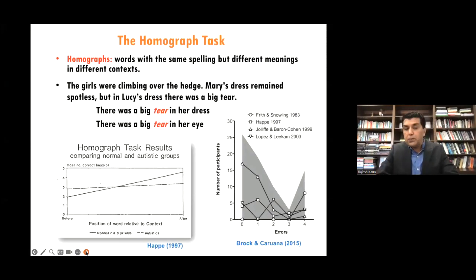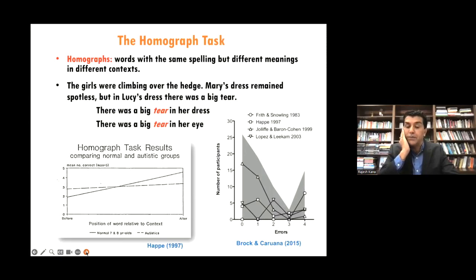You can see homograph tasks. Here, the issue we talked about earlier is that one of the things Donald had difficulty with is basically integrating a situation or a sentence or a word with the context. So here you can see sentences in this experiment. The girls were climbing over the hedge. Mary's dress remained spotless, but in Lucy's dress, there was a big tear. Right? So there was a big tear in her dress. There was a big tear in her eye. So the same word spelled the same way is pronounced in different ways, depending on the context in which that word appears.